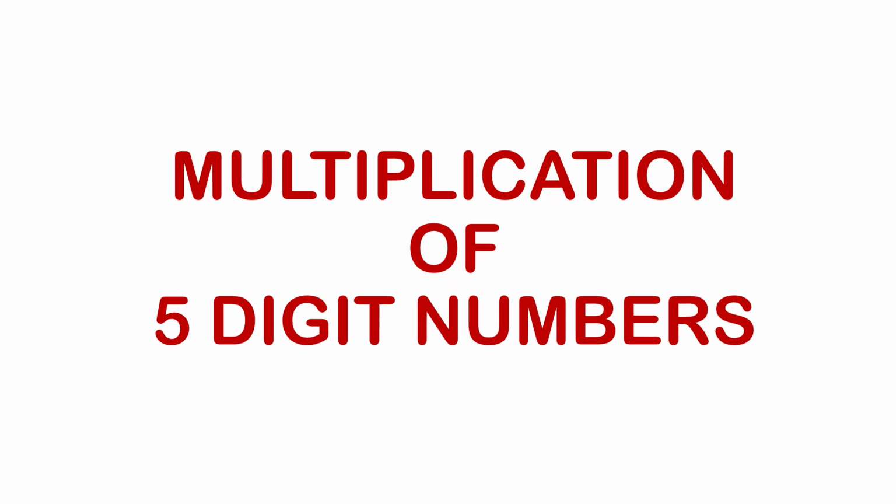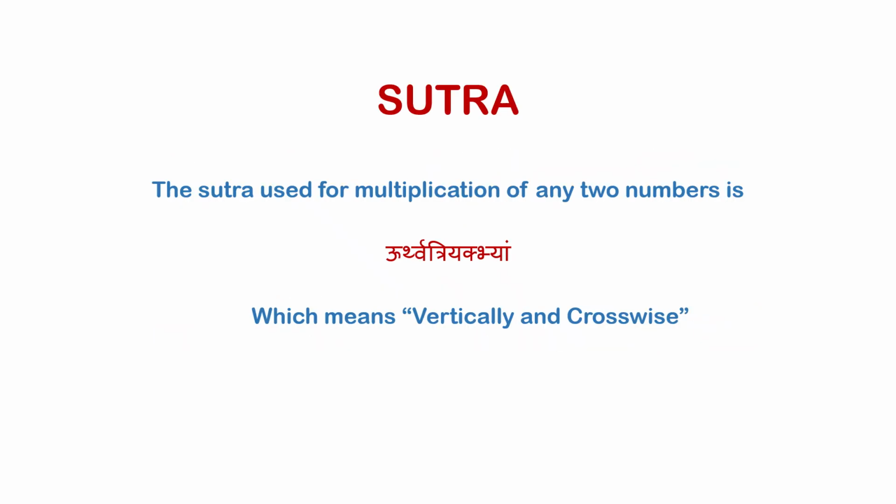Today we are going to learn how to multiply a 5-digit number by another 5-digit number using Vedic Maths. Come. The sutra used for multiplication of any two numbers of any number of digits, which we are now going to see for 5-digit numbers, is Urdhva Tiryagbhyam, which means vertically and crosswise. Okay. Come, how to solve the 5-digit multiplication?